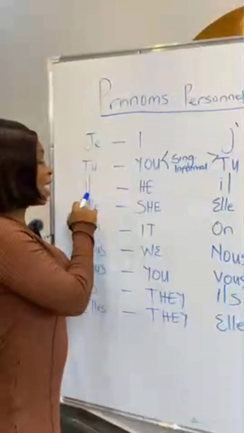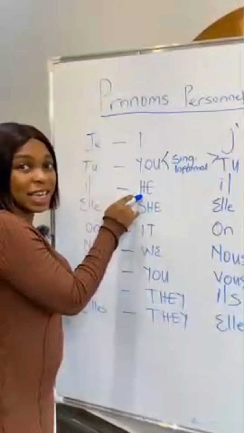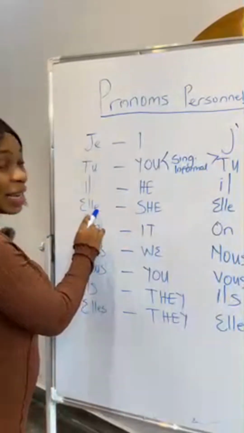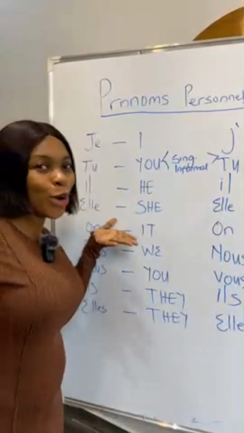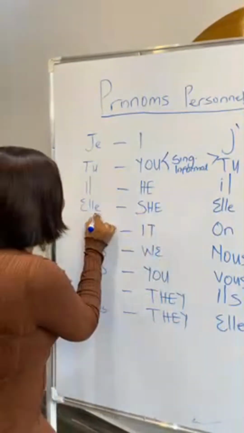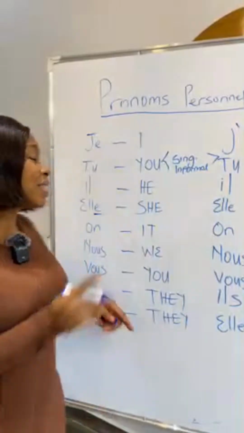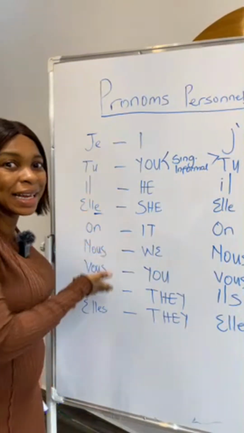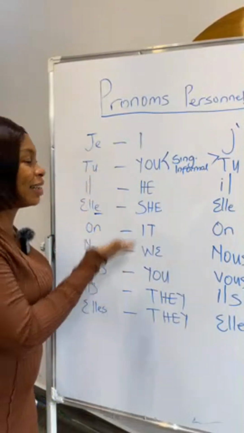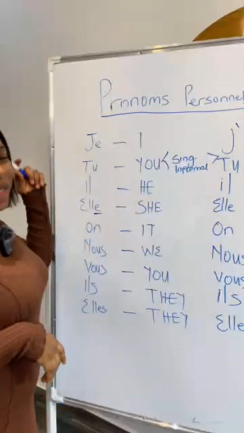And then next we have il. Il. Meaning he. Elle. Please, it's not Elle. It's not hello. No. Why? Because you see this E here, we're not going to pronounce it. It's silent at the end of the word. Alright? So we say elle. She. Good.